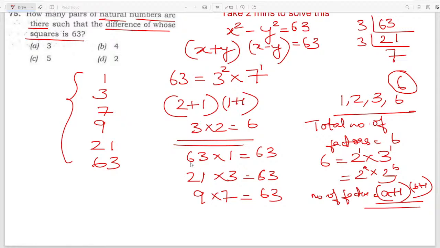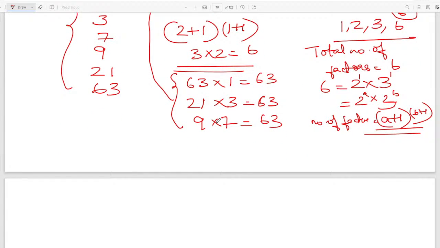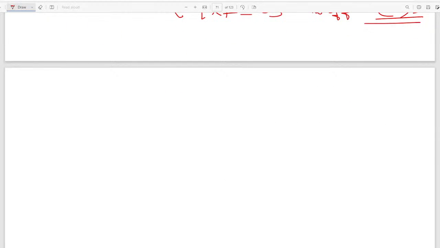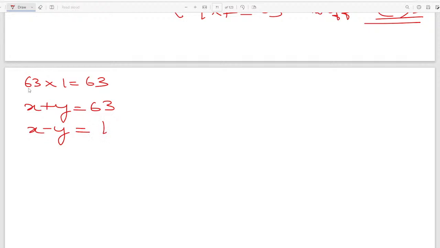And 63 can also be written as 63 into 1, 21 into 3, 9 into 7. Now these numbers, we consider whether it is in the form x plus y into x minus y is equal to 63. So we'll take one by one. First case, 63 into 1. So we have x plus y is equal to 63 and x minus y is equal to 1.